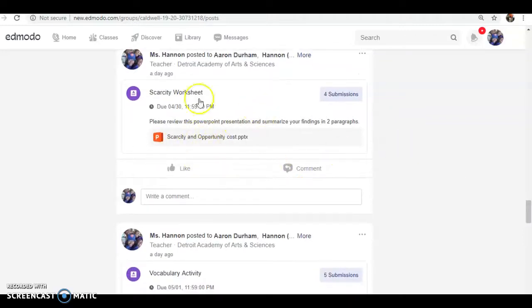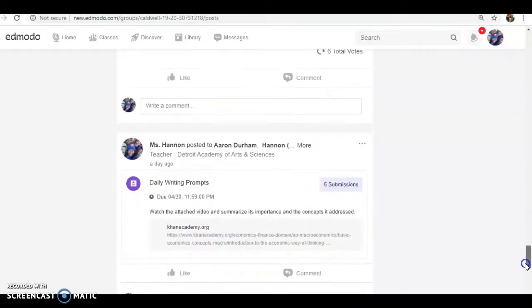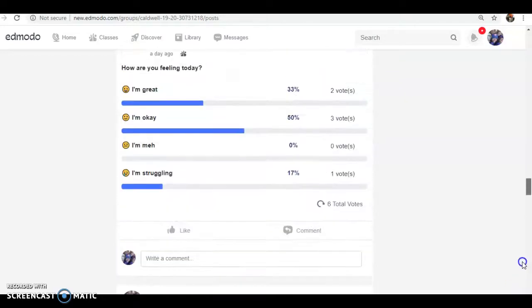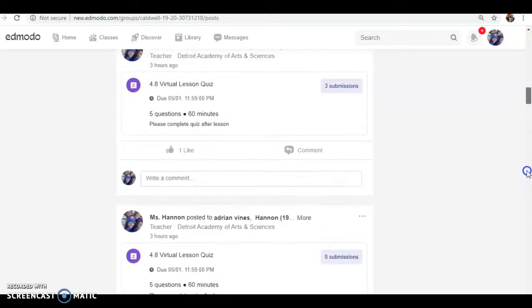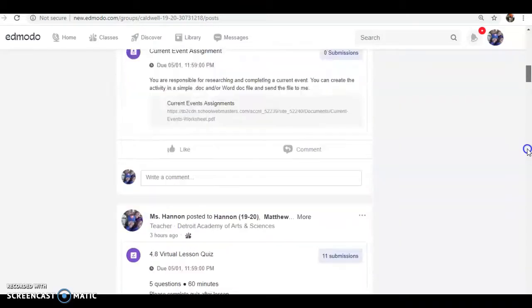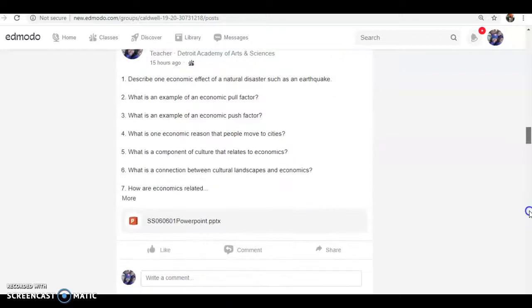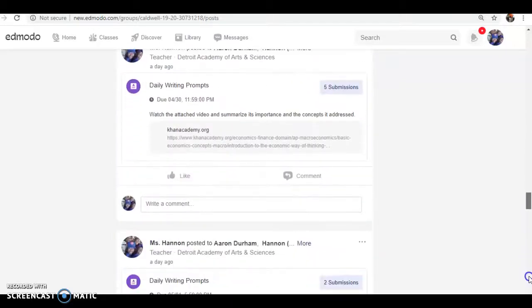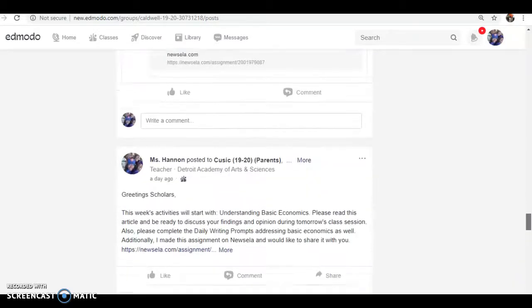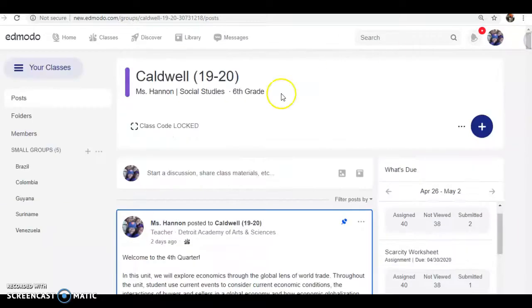We also have another worksheet here on scarcity and opportunity costs. We have a vocabulary activity, and we have our writing prompts. So for this particular activity that we're going to do today, you will have clicked on the link that says, let me see, where is it? I don't see it.